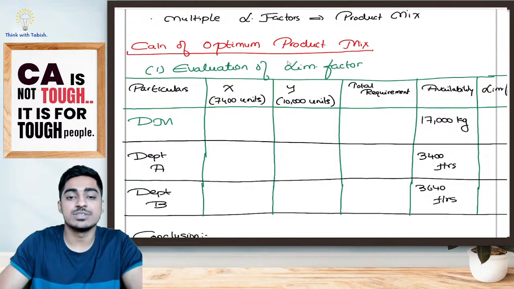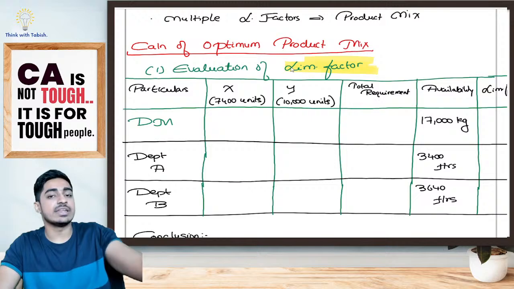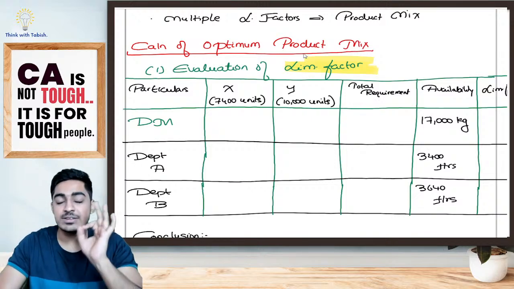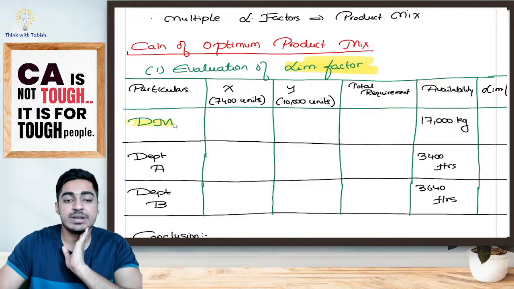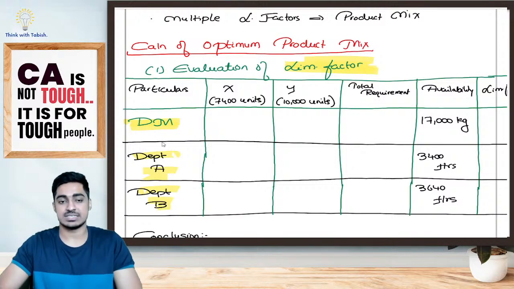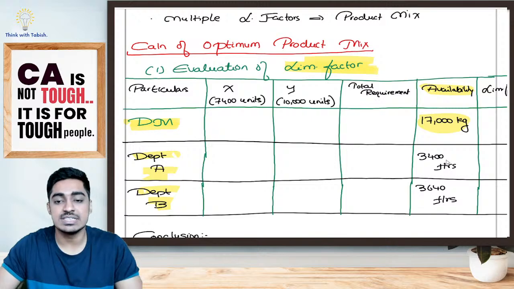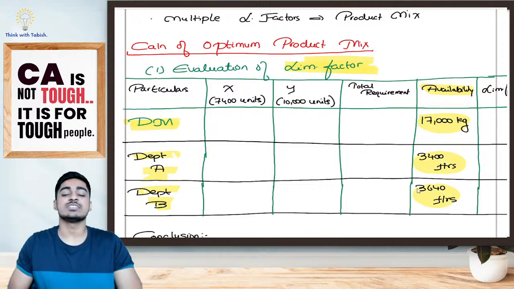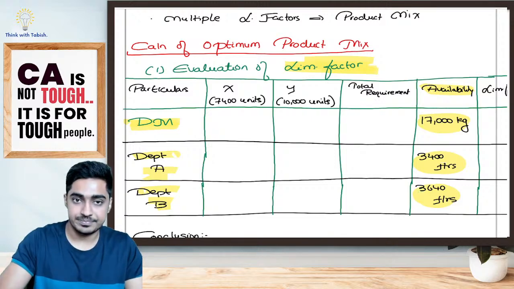First we need to evaluate the limiting factor. Yes or no? Just because they are telling material is required, labor is required, we cannot tell that it is a limiting factor. We need to see how many factors are actually a limiting factor. First, we have direct material whose data is given, department A data is given, department B data is given. Question had told that maximum material available is 17,000 kg, maximum hours in department A available is 3,400 hours, in department B maximum hours is. Let us calculate how many hours is required.